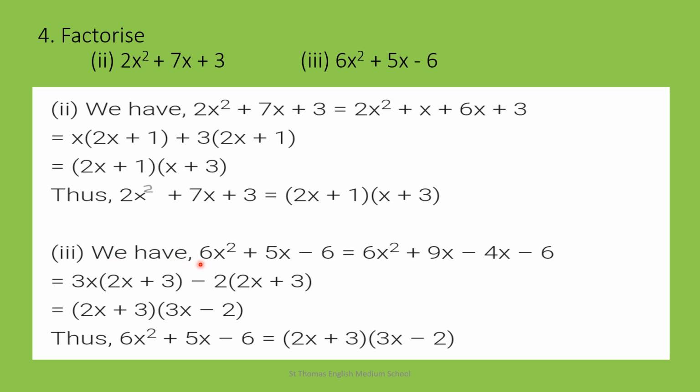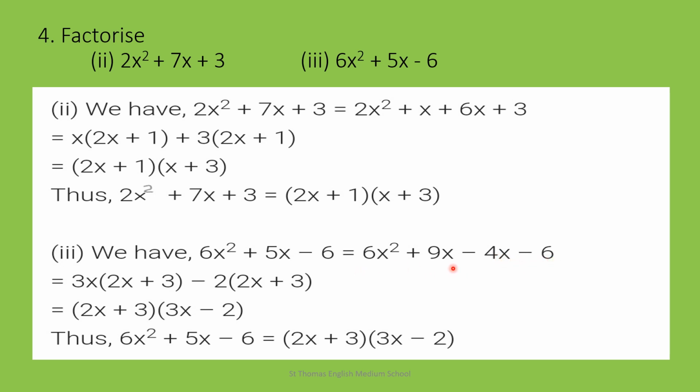Move to question number 3. We have another quadratic polynomial 6x square plus 5x minus 6. The middle term is 5x. So you find out two numbers such that the sum of the two numbers will be plus 5 and the product of two numbers will be 6 multiplied by minus 6, that is minus 36. So you are getting the two numbers as plus 9 and minus 4. So the given polynomial can be written as 6x square plus 9x minus 4x minus 6.